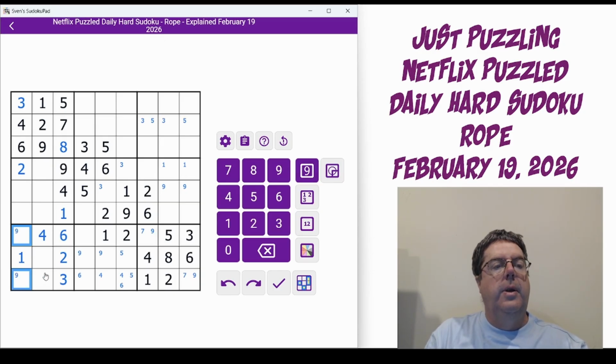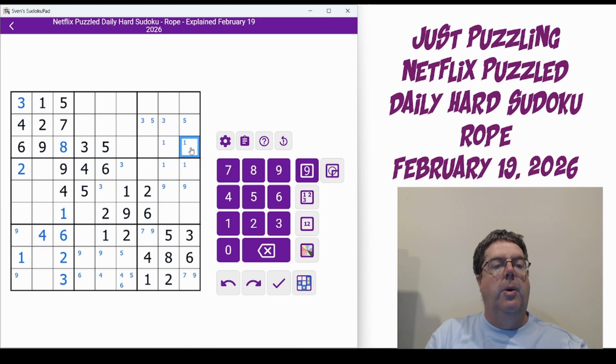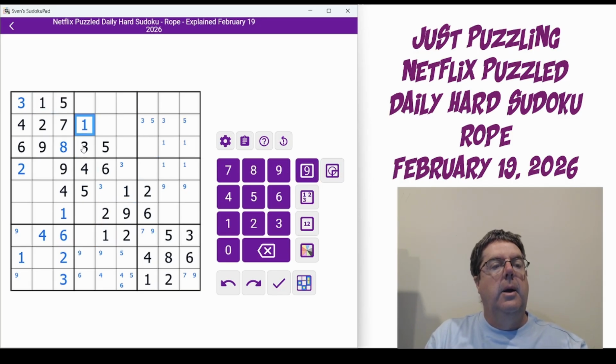9's there, 9's there. 9, 2, 7, 1. So I'm going to ask a question, where's a 1 in this row? Well, 1 can't be there, 1 can't be there, so 1 is one of these two. That means that 1 comes across here, 1 comes up here, 1 comes up here, and 1 comes across here. So this is a 1 here.